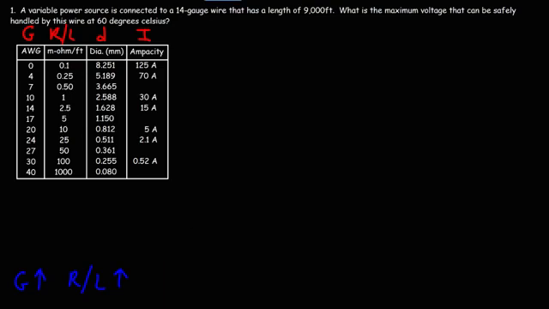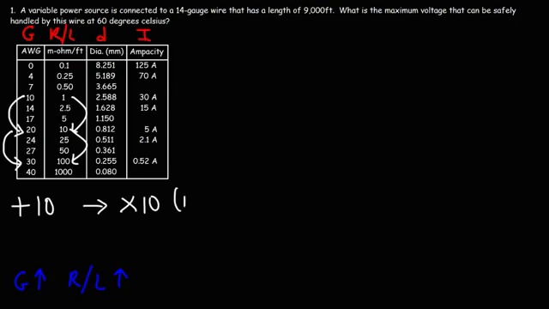Now the second thing to notice is as the wire gauge increases by 10, the resistance increases by a factor of 10. So as we go from 20 to 30, the resistance increases from 10 to 100. So an increase of 10 in the wire gauge leads to an increase by a factor of 10 in the resistance. So those are some things that I caught looking at this table.